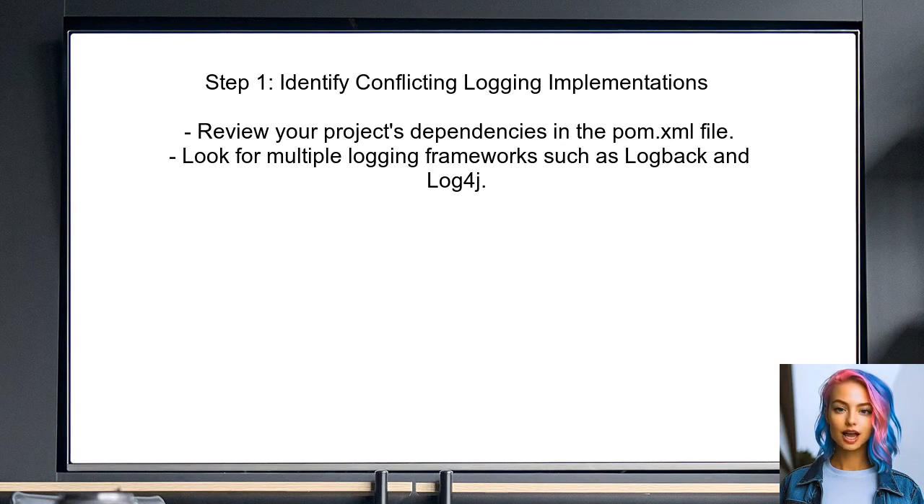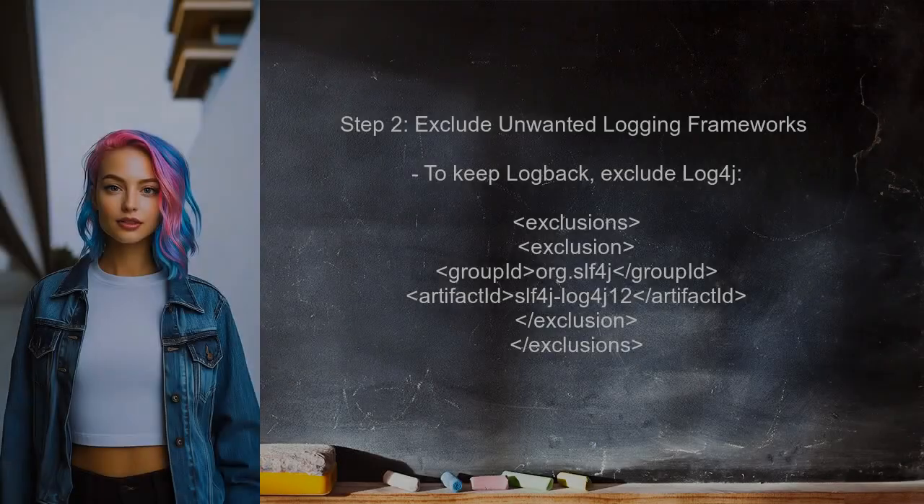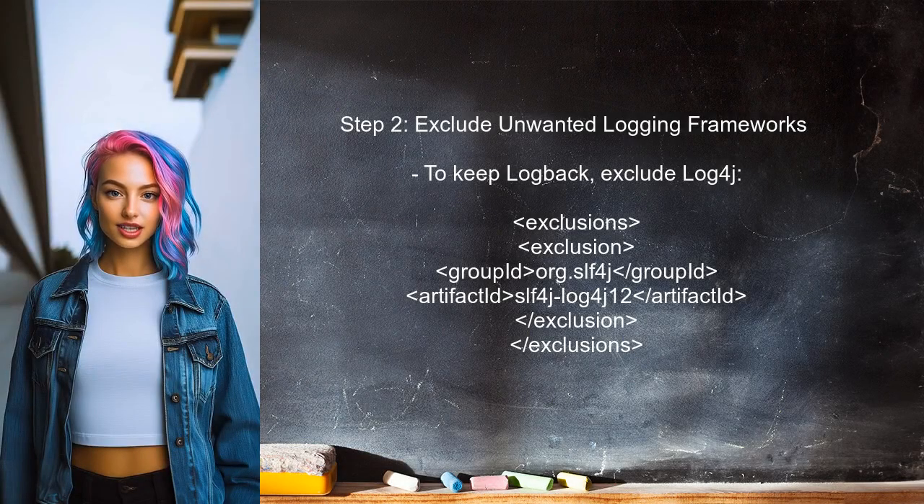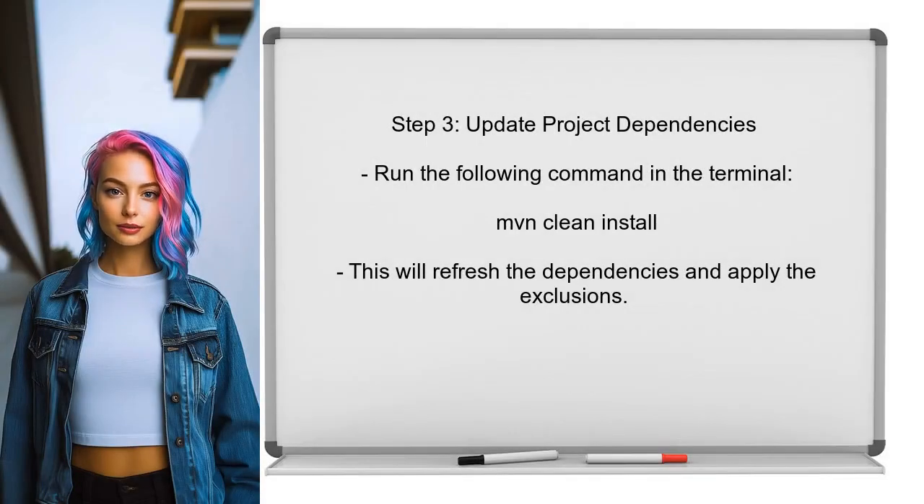This can be done by reviewing the dependencies in the project's configuration file. Next, the user should ensure that only one logging framework is included in the project. If Logback is preferred, they can exclude Log4j from the dependencies. After making these changes, the user should update their project dependencies. This can typically be done by running a command in the terminal to refresh the project.